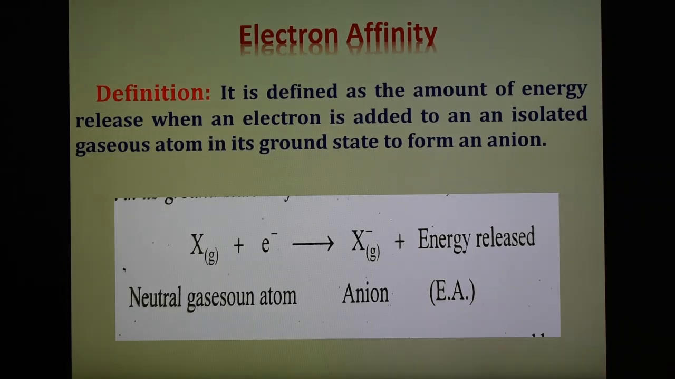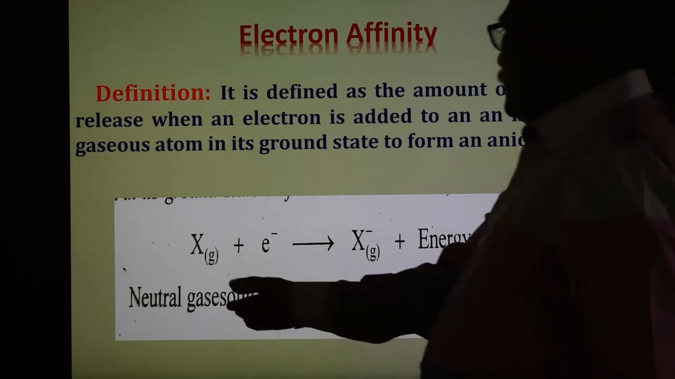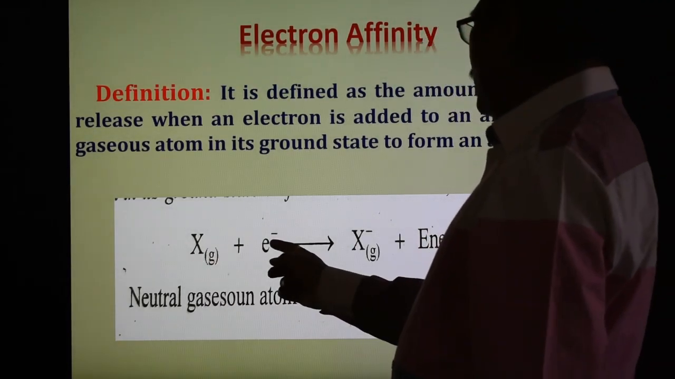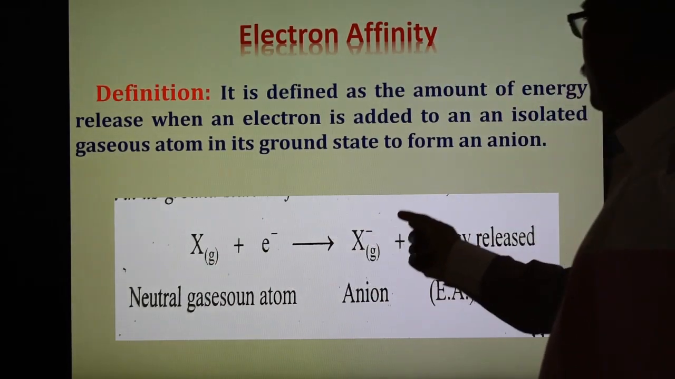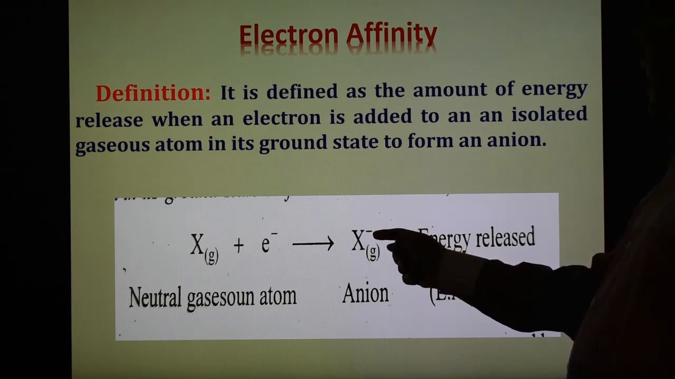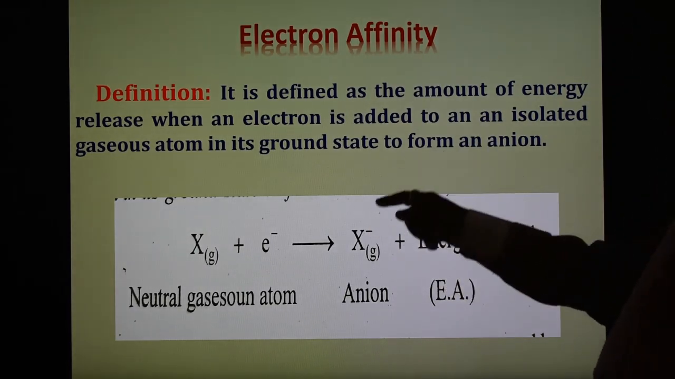Electron affinity of an element can be defined as the amount of energy released when an electron is added to the isolated gaseous atom in the ground state to form the anion. Mathematically it can be expressed as: this is the gaseous element, and this electron is added. When we add the electron, we have one negative charge and energy released during addition.